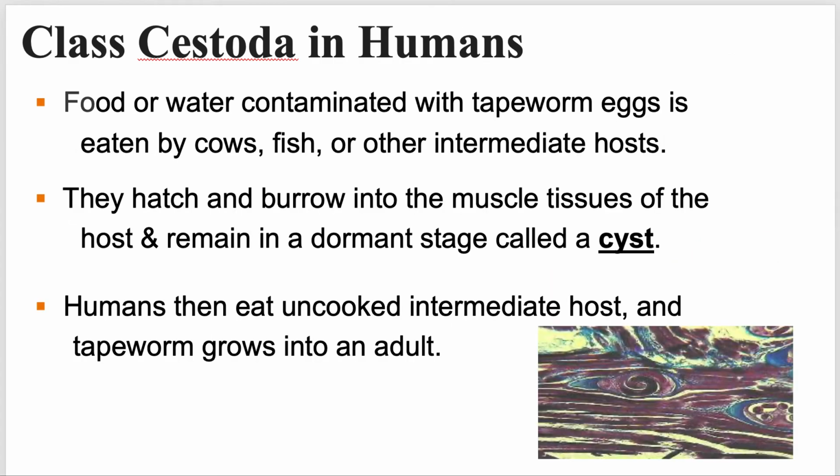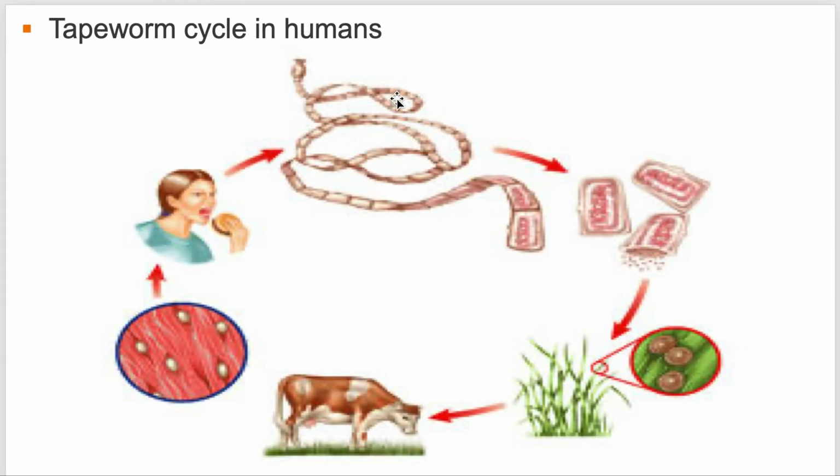Right? For humans, food or water can be contaminated with tapeworm eggs, and it's eaten by cows, fish, or other intermediate hosts. They'll then hatch and burrow into the muscle tissue of the host and remain in a dormant stage, which is called a cyst. The human will then eat the undercooked intermediate host, and then the tapeworm will grow into the adult stage. So we have a picture here. We have the tapeworm, the proglottids break off into the grass. The cows eat the grass. It burrows into the muscles of the cow. We then decide, hey, we want a burger or some other beef product, and that is undercooked and doesn't kill off the cyst, and then we get a tapeworm.